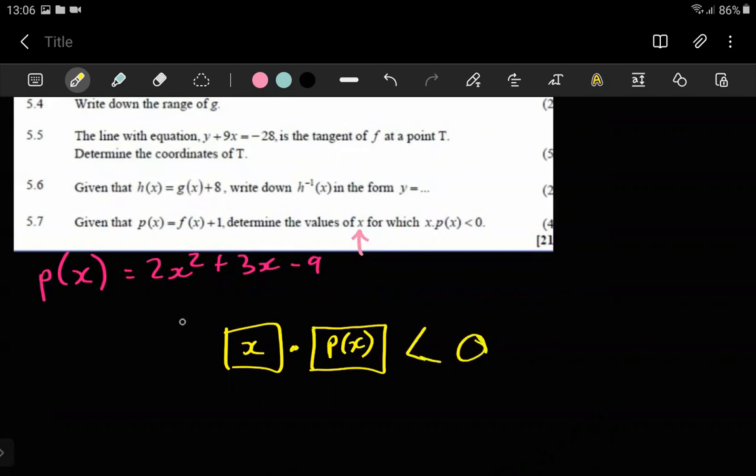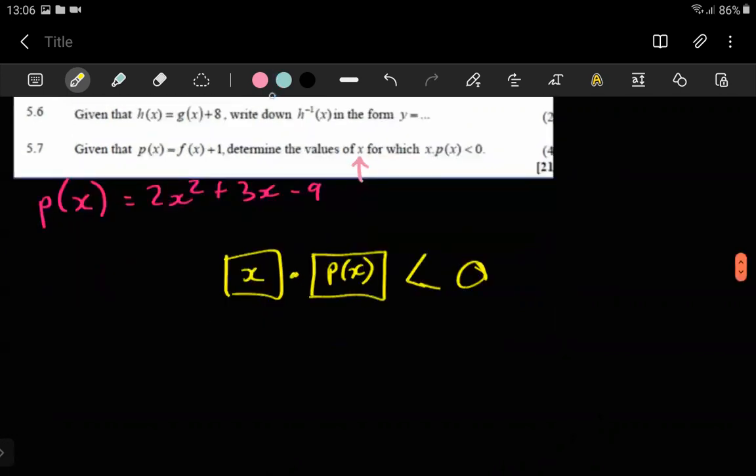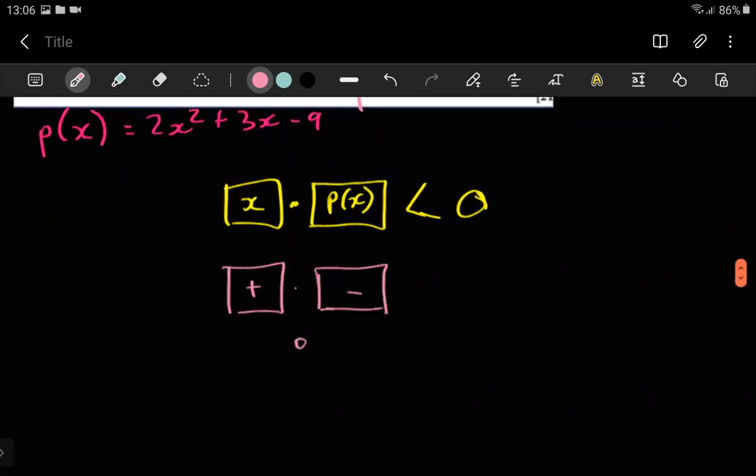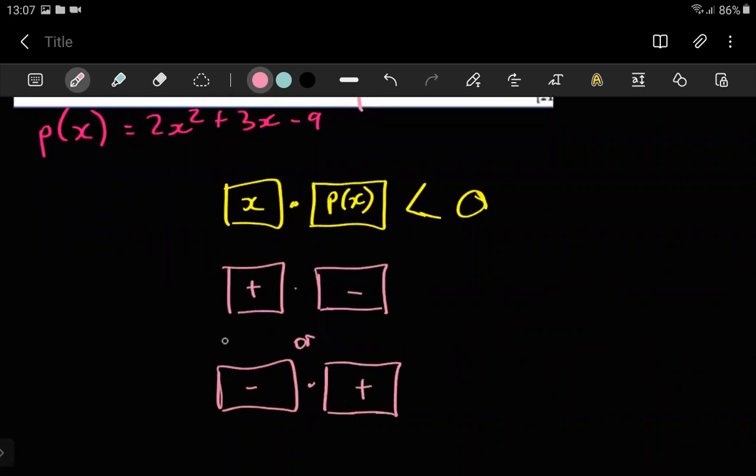So before you even worry about this specific question, the idea is already that if any two things are going to be multiplied by each other, for you to get something smaller than 0, it means that one of them has to be a plus while the other one is a negative. Or the first one has to be a minus while the other one is a plus. You see, these are the only two scenarios where your number on the left is smaller than 0.